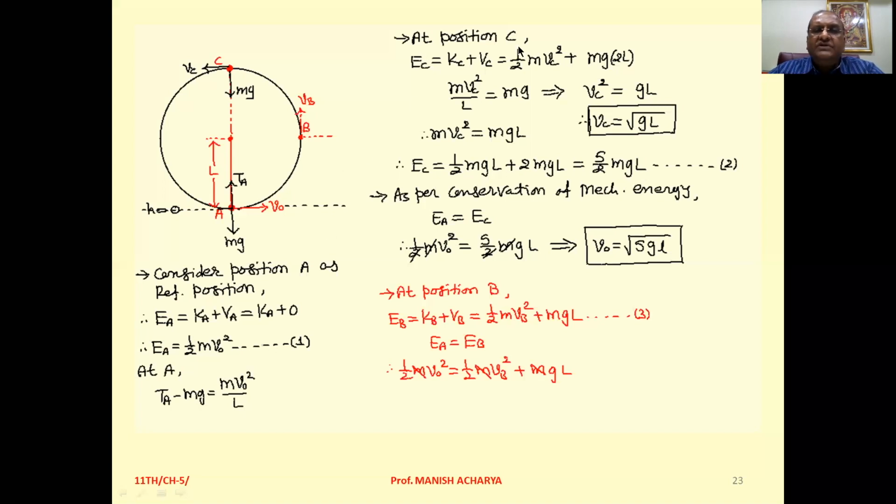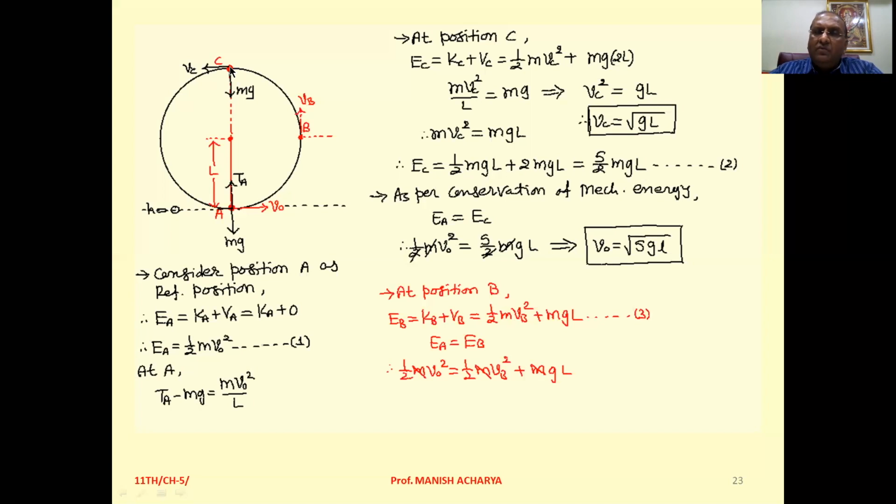Now at position C, when the object reaches C, the total mechanical energy EC is kinetic energy at C plus potential energy at C. At C we consider the velocity as Vc. So the kinetic energy is half mvc square. The potential energy is mgh. With respect to the reference position, point C is at height L plus L, that is 2L. So mgh we can write as mg into 2L.